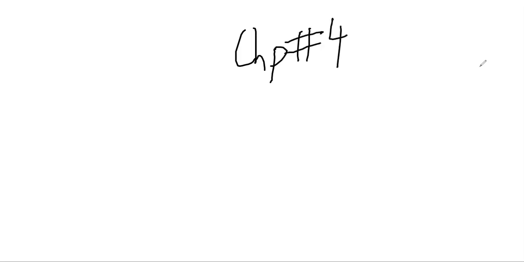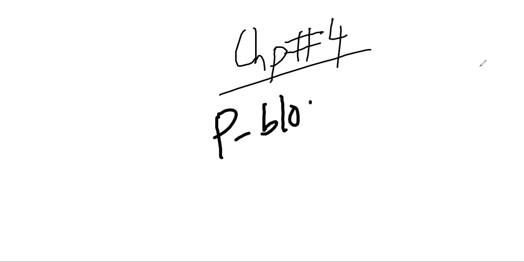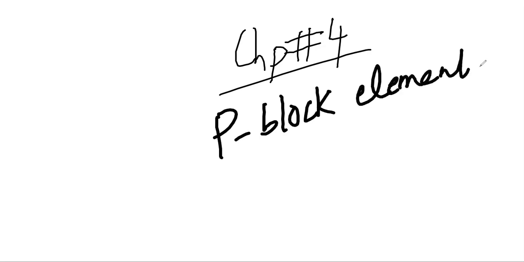Let's start with chapter number 4, chemistry, P block elements. Similar to the S block elements, P block elements are those whose electronic configuration ends in the p orbitals.